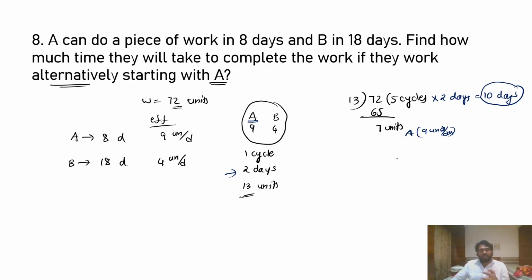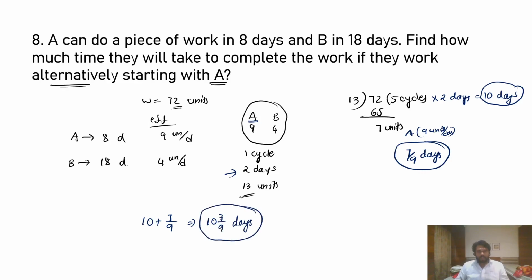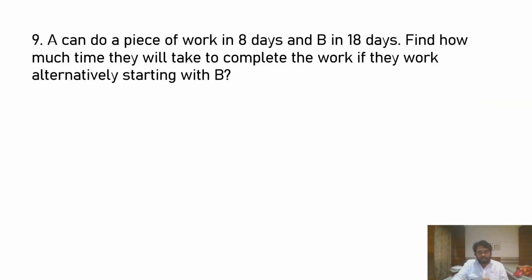So how much time will it take him to do 7 units? At 9 units per day, per unit it would be 1 by 9 days. 2 units, 2 by 9. 3 units, 3 by 9. Similarly, 7 units, 7 by 9 days. So the total answer would be 10 plus 7 by 9, which is 10 7 by 9 days. Okay guys, the next problem I would definitely have put starting with B. So pause the video, try to solve it, and then see the solution. The process will be the same.